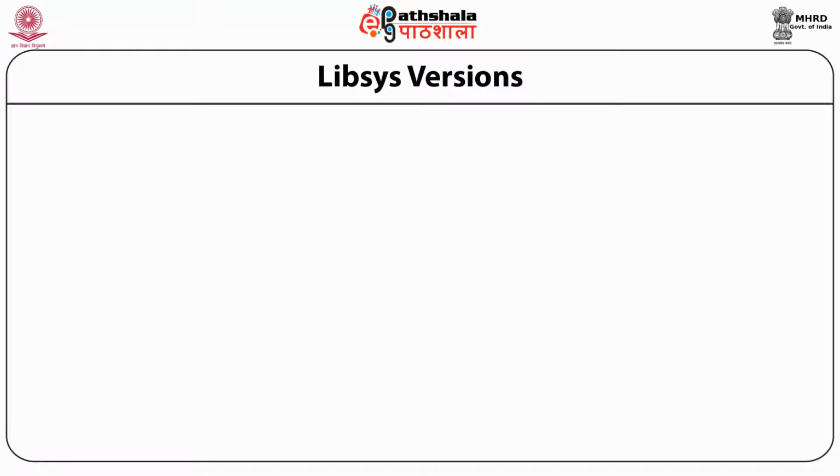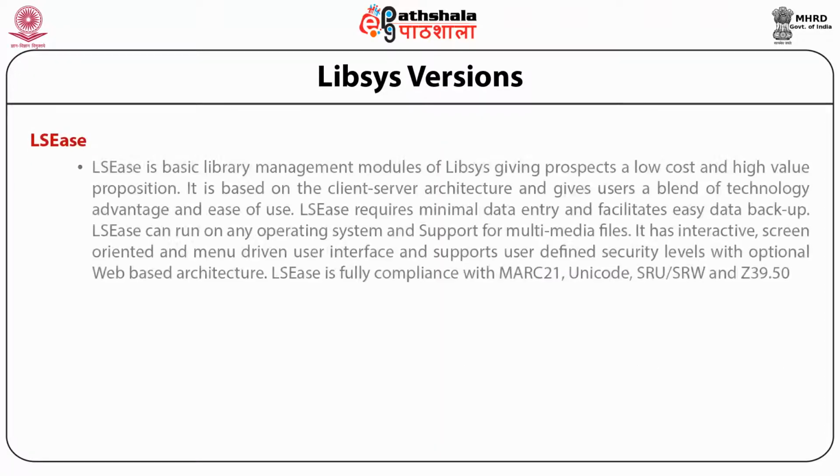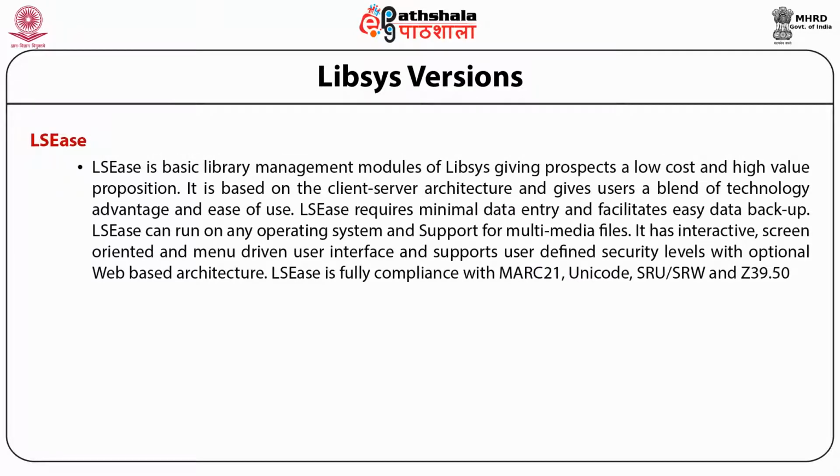There are four major versions of LIPSIS. The first is LSEase. LSEase is the basic library management module of LIPSIS, giving prospects a low cost and high value proposition. It is based on the client-server architecture and gives users a blend of technology advantage and ease of use. LSEase requires minimal data entry and facilitates easy data backup.